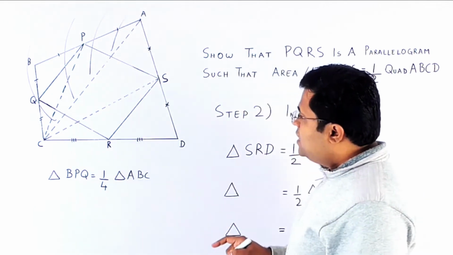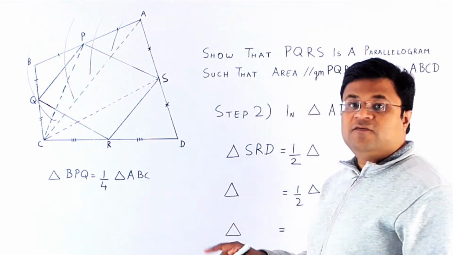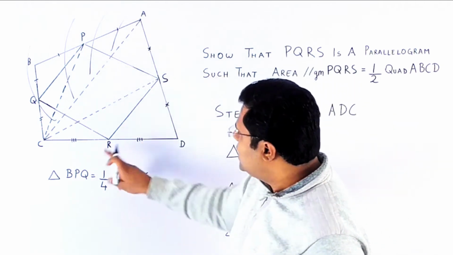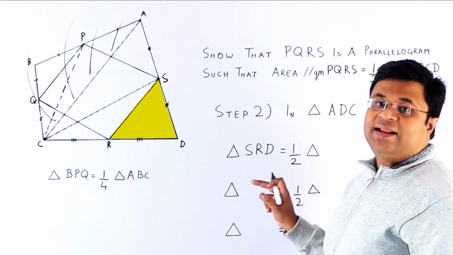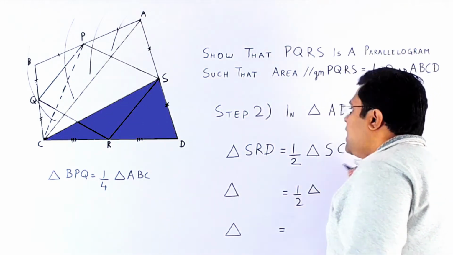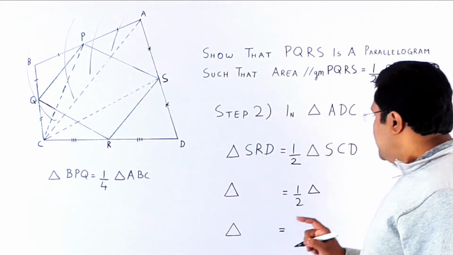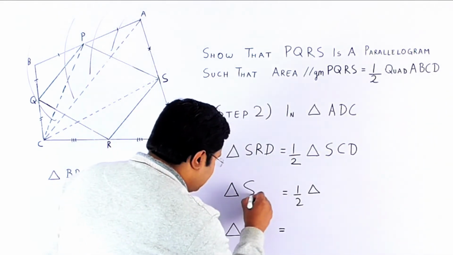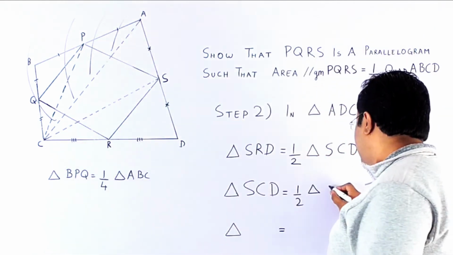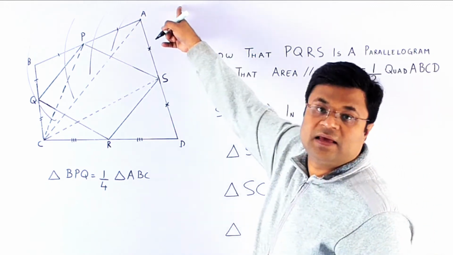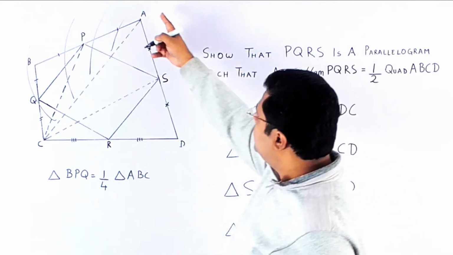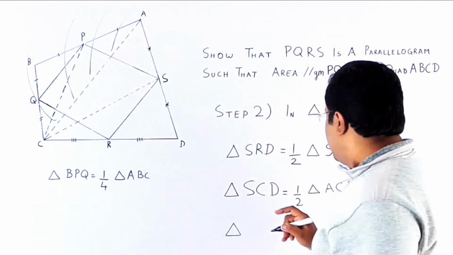SRD is half of which triangle? But really this time we are starting from the inner triangle. SRD, because SR is the median, SRD is half of triangle SCD. Exactly, SCD. Correct. Now triangle SCD, further SCD is half of triangle ACD, right? It is correct, half of triangle ACD.